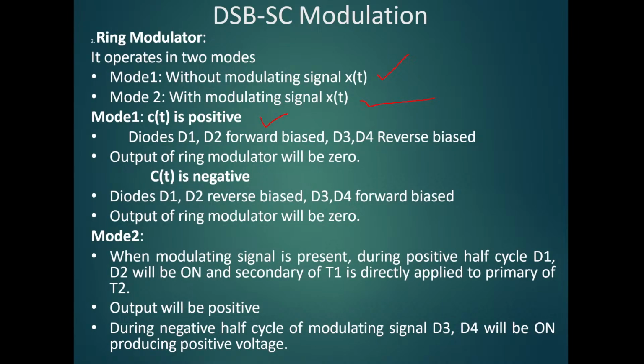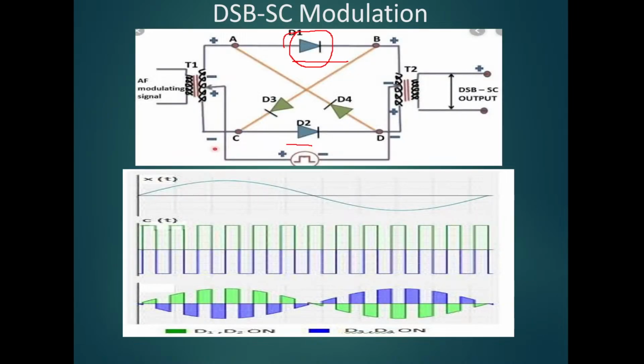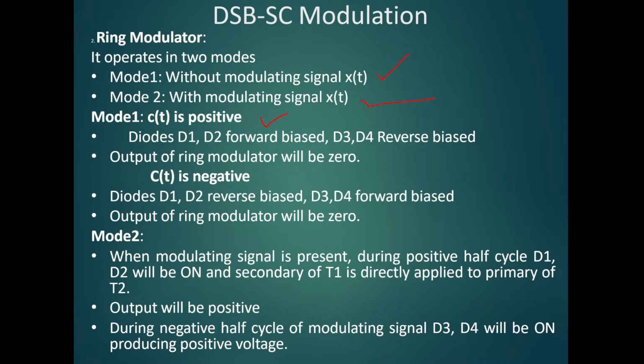What happens in this case is that diodes D1 and D2, which you can see in blue, are forward biased, and the other diodes are in reverse bias condition, when the carrier input is positive. But the output of the ring modulator will be 0 in case the carrier is negative, because then diodes D1 and D2 are reverse biased, and diodes D3 and D4 are forward biased. So therefore the output of the ring modulator will be 0.